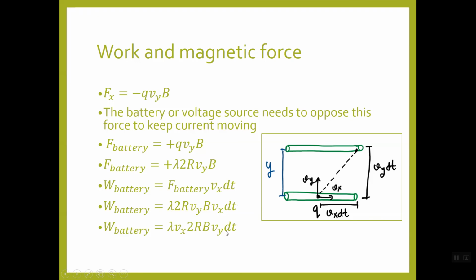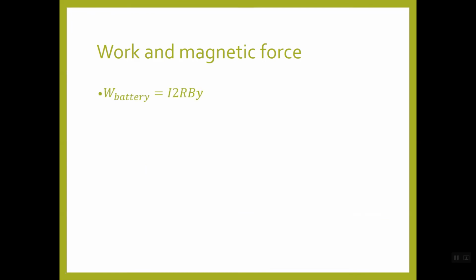And then I can rearrange the terms a little bit. If I multiply lambda times vx, that just gives me my current, I. And then vy times dt is just the distance that my particles have traveled in a time dt. So the work done by the battery is I r B y. So it's the battery that's doing the work, not the magnetic force.